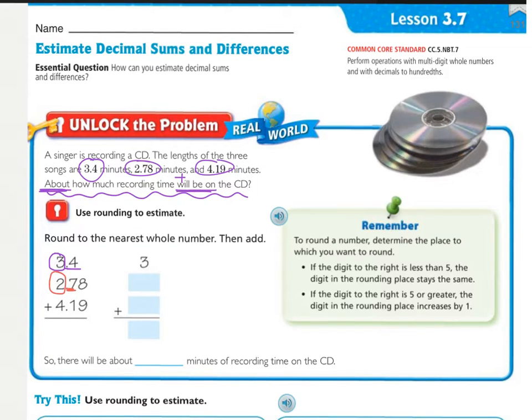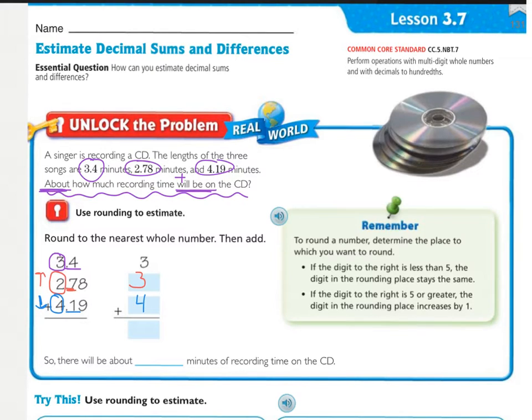The next number, in the ones place we have a 2, so we're underlining the 7. Is 7 less than 5 or greater than 5? It's greater than 5, so our 2 needs to increase by 1, which is 3. And our last one, in the ones place is the 4. Underline the digit to the right. 1, is it less than 5 or greater than 5? It is less than 5, so our 4 is going to stay the same.